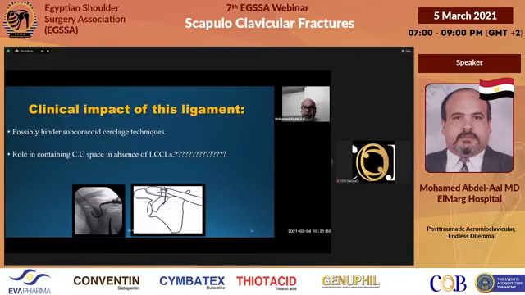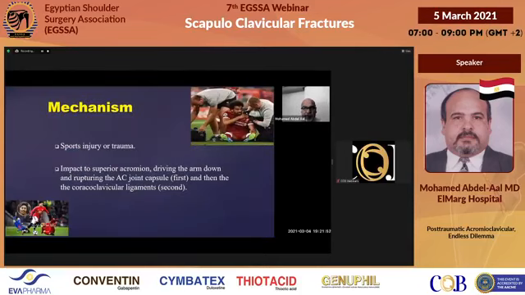Regarding the mechanism of injury of the acromioclavicular joint, as mentioned by my colleagues, sport injuries constitute a very high incidence of this injury. Also, impact on the superior acromion may be one of the causes.